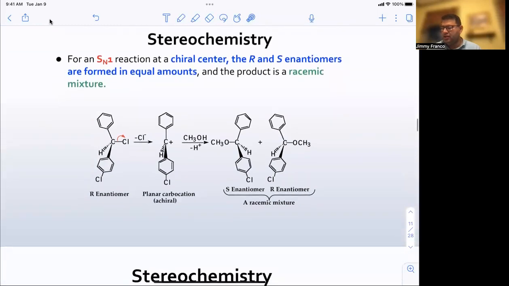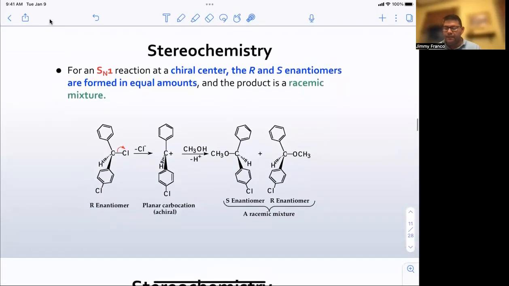So let's actually look at these. Just to highlight what I was just saying about the stereochemistry, for an SN1 reaction, if you have a chiral center, this is when it really matters. If you remember, a chiral center is when you have 4 different groups, and every chiral center we can either name as R or S.